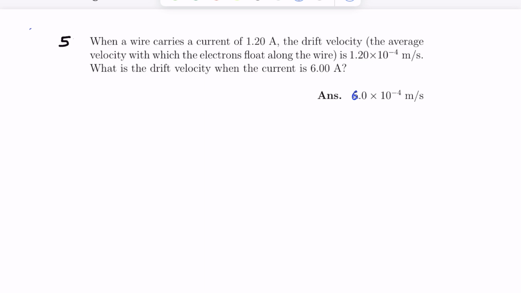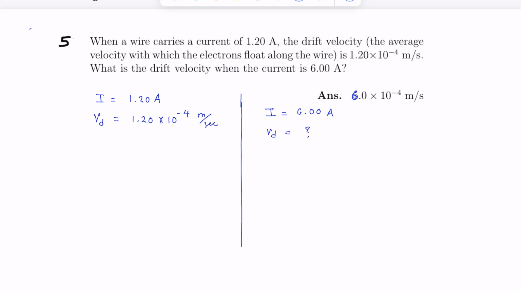Okay, so the question is, basically there are two different conditions. Initially, what you have is a current that is equal to 1.20 ampere, and drift velocity, I'm going to write it as V sub d, is given to you as 1.20 times 10 to the minus 4 meter per second. And afterwards, this current now is 6.00 amperes, and we need to find the drift velocity.